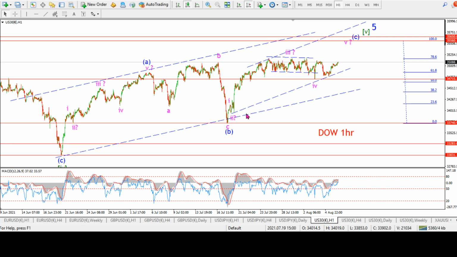So I'm tracking wave 1 and 2, then an extended third wave, and then 3 waves down in wave 4. It really depends on how you parse this kind of sideways action over the last couple of weeks.